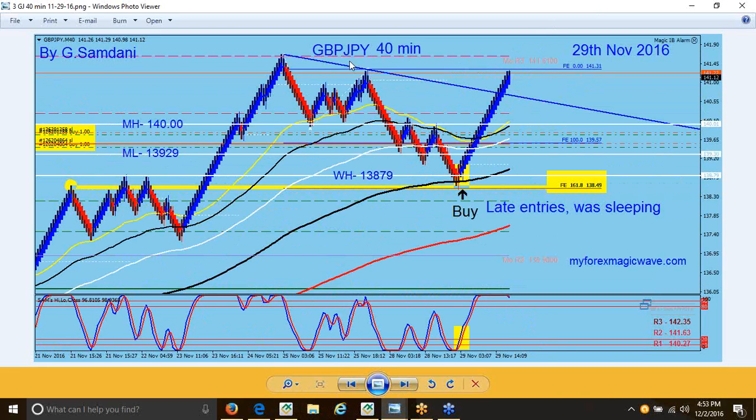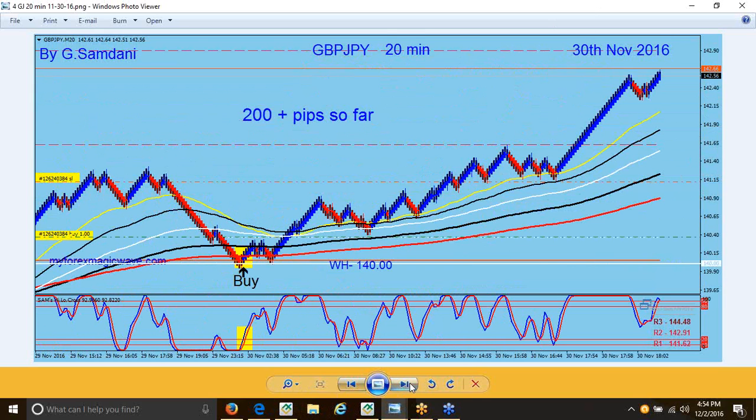Anyway, this is the GBP/JPY 40-minute chart. You can see how nice these entries are, though late, but you know what? On the 29th I was kind of sleeping. I missed the right time. That happens sometimes, right? When you are too tired.